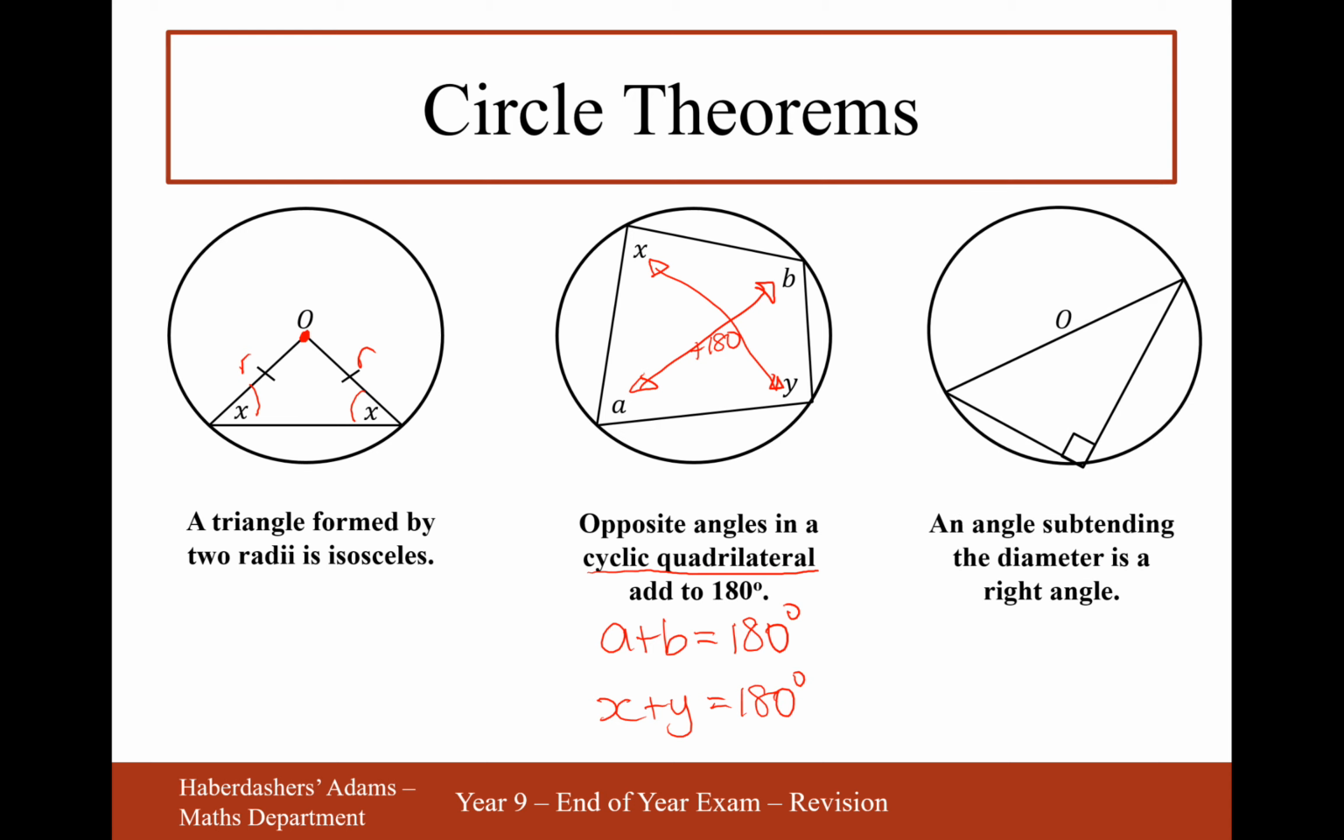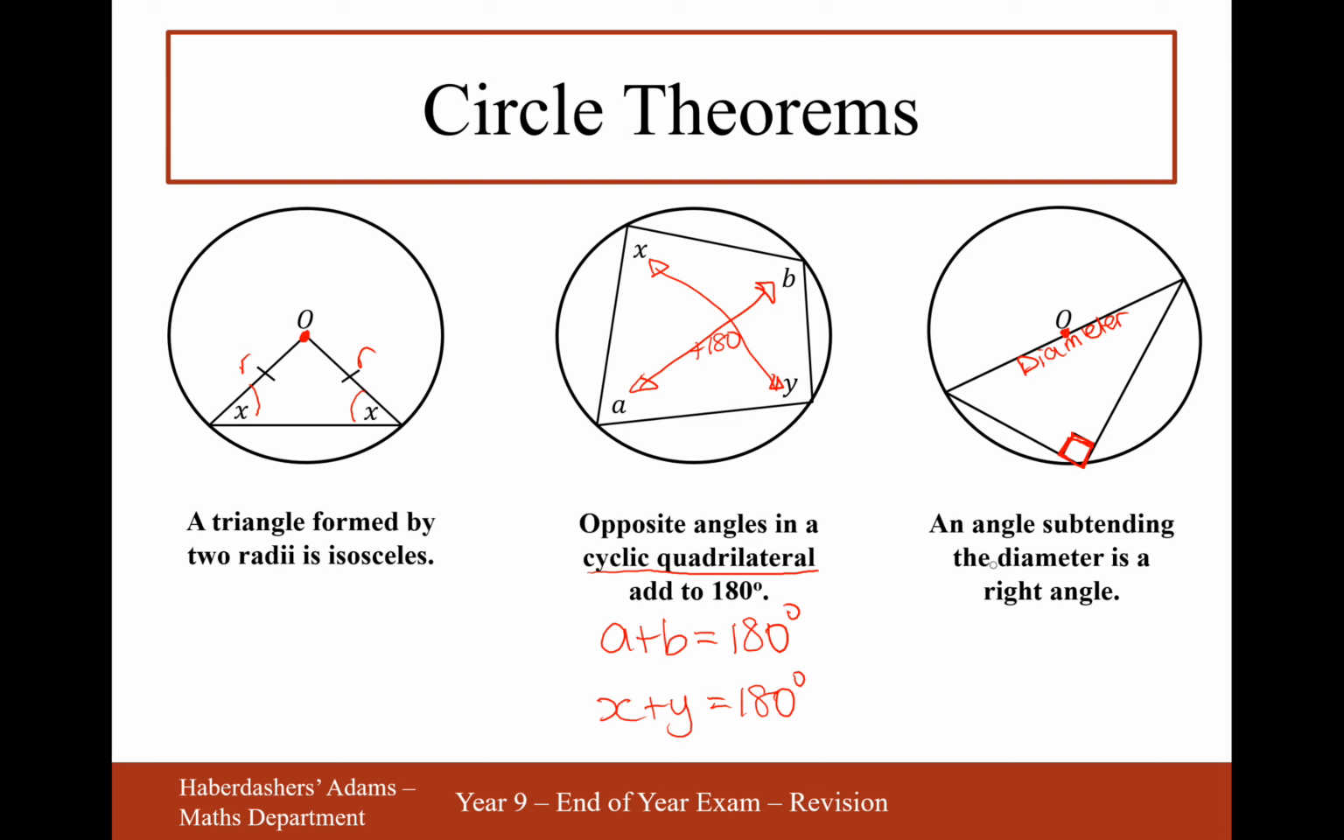Another circle theorem for the end of year 9 exam is that whenever you have a diameter, that's a line that goes from one side of the circle to the other through the origin, then any triangle that you make with that diameter with another point on the circumference will have a right angle in it, and the right angle will be at the circumference. So there will be a right angle triangle if you make a triangle with the diameter and another point on the circumference of the circle.